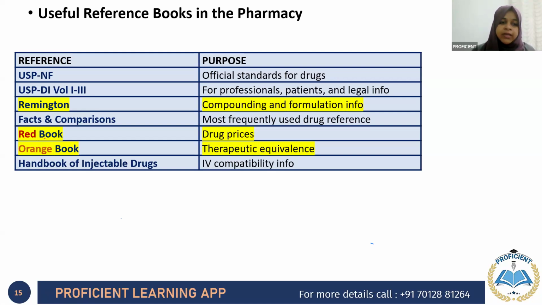The Red Book contains drug prices. Insurance companies and manufacturers mainly use the Red Book. It contains the wholesale price of drugs. Drug prices, which book? Red Book. The Orange Book contains therapeutic equivalents. If one drug is not available, you can substitute it with a therapeutic equivalent. You must know which therapeutic equivalent it is and what the dose is. Such things are mentioned in the Orange Book. Therapeutic equivalents are in the Orange Book. Drug prices are in the Red Book. Compounding and formulation issues are mainly in Remington.